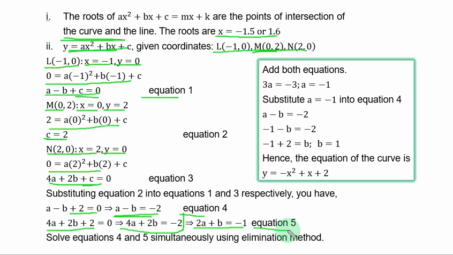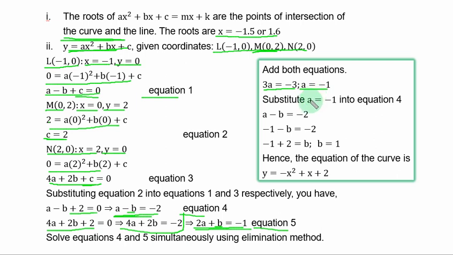So solve equations 4 and 5 simultaneously using the elimination method. Okay, let's check the two equations 5 and 4. We can eliminate b by adding. B has the same coefficient in both equations. So let's start by eliminating b, and you do that by adding since the signs are opposite. So if you add, you have 3a equal to minus 3. That implies a is equal to minus 1.